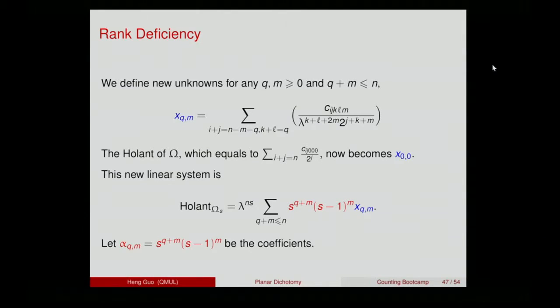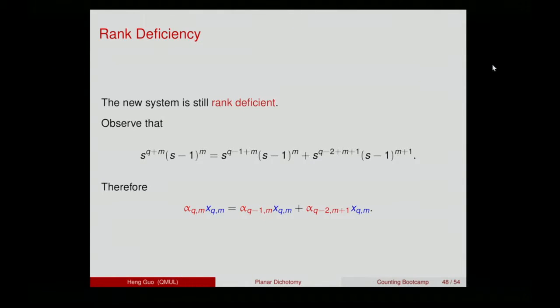Then we get a new linear system looking like this, where s is the index. And okay, let's write this thing with alpha as a coefficient. Can we solve this? The answer is still no. Unfortunately, this is still a rank deficient system because it's not hard to observe this identity.